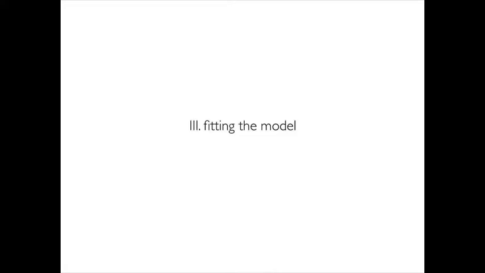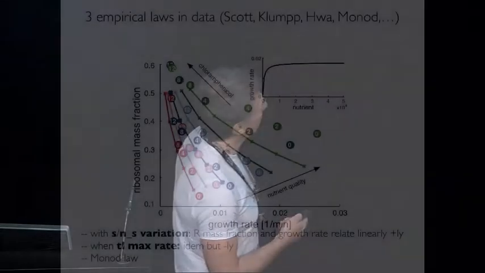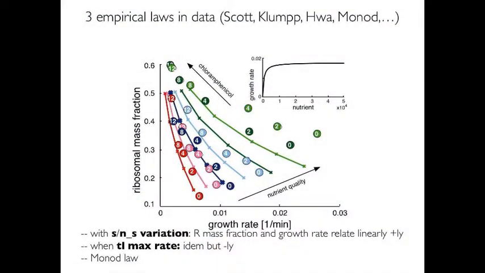So we now fit that tractable model, and what we get is the data. The data points are the little circles here. They're coming from a series of papers, and the model is figured by these little crosses here.